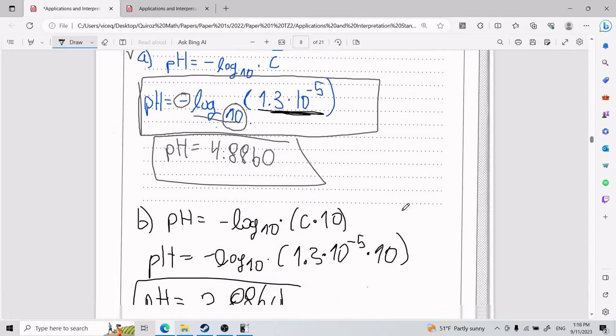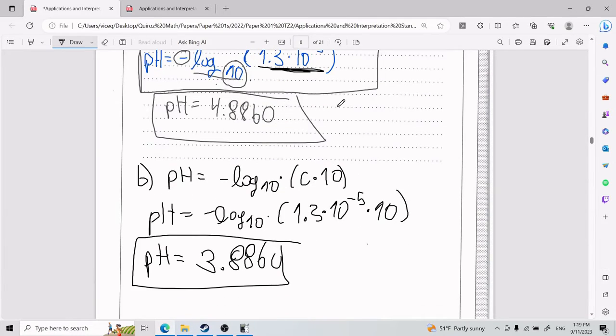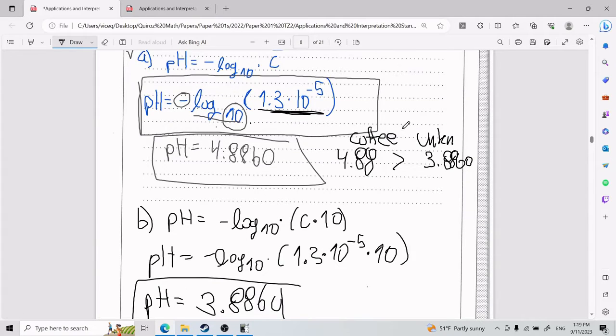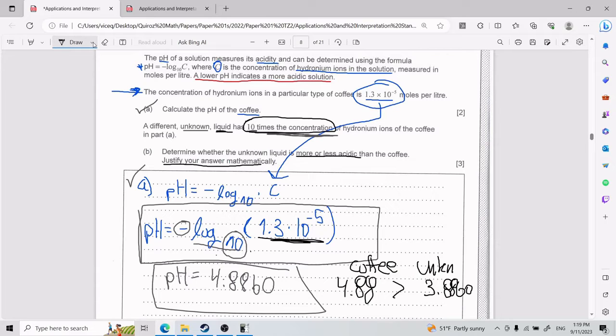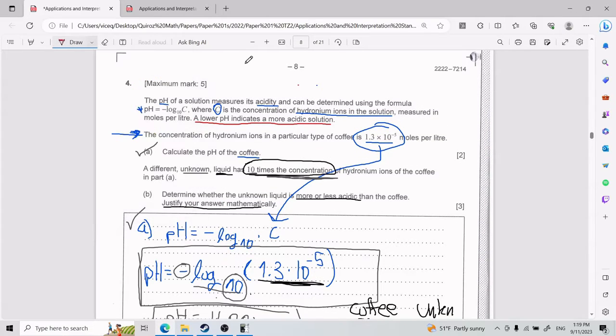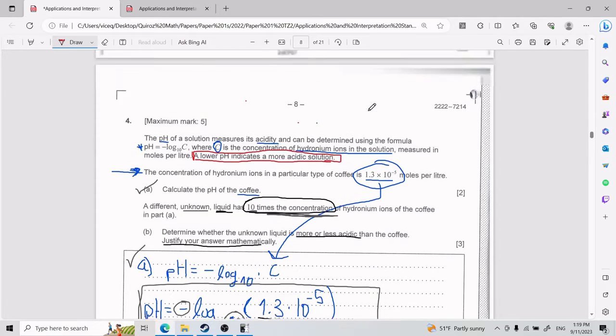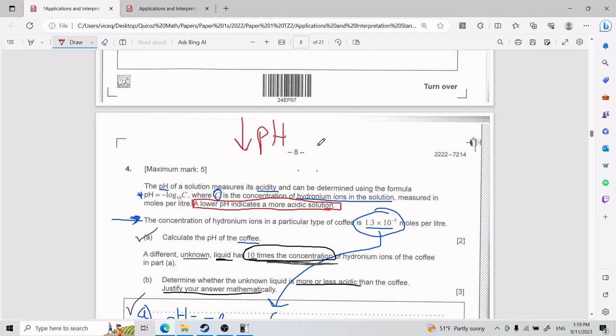See? And so a lot of people here would simply say, oh, the answer in part A is bigger, right? So 4.88, which is the coffee, is bigger than the unknown, which is 3.8860. And they would just say, oh, okay, so that means the coffee is more acidic. Boom, I'm over, right? Now that's a common trap, see? And it has to do with you knowing well how to read acidic levels, how to read pH. And as you see what it put in red here, okay, it says that a lower pH indicates a more acidic solution. So if your pH is lower, that means it is more acidic.